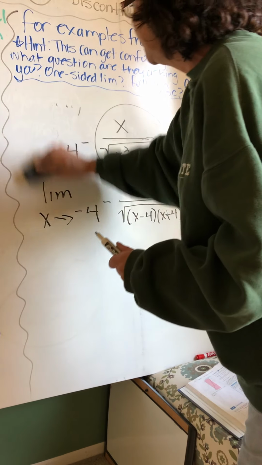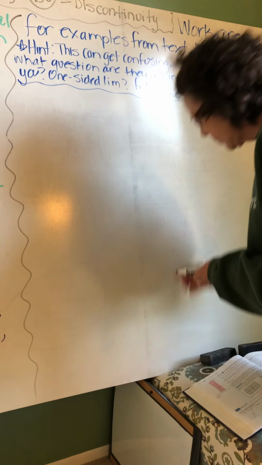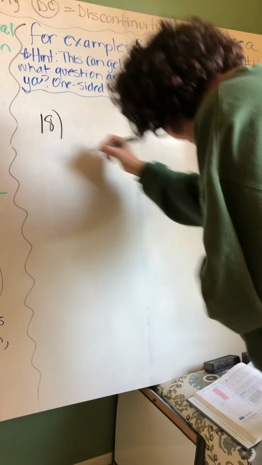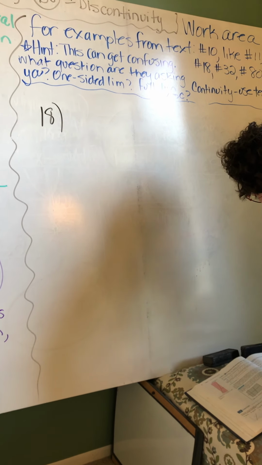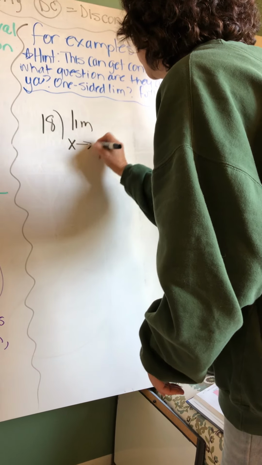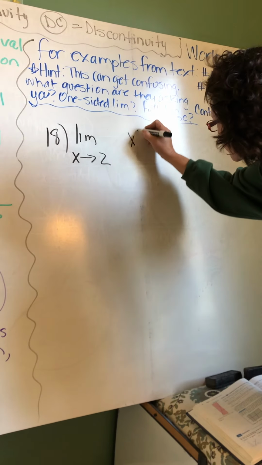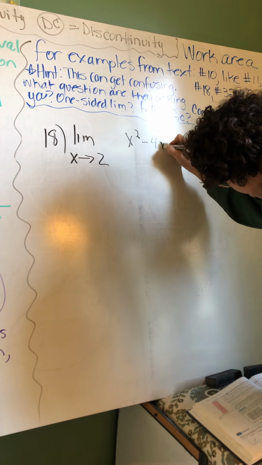Let's try number 18. All right, what's going on number 18? On number 18, I chose that because, as I promised you, piecewise functions are everywhere. This is going to take me just a little bit to write.